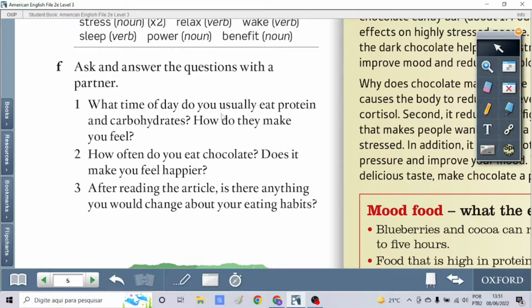So, what time of day do you usually eat protein and carbohydrates? How do they make you feel? How often do you eat chocolate? Does it make you feel happier? After reading the article, is there anything you would change about your eating habits?